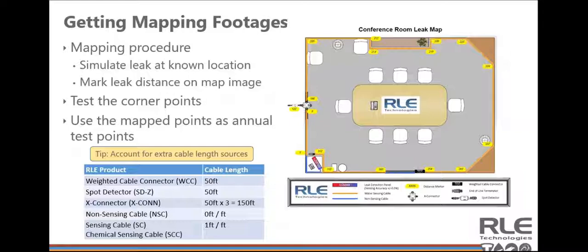For example, you see our weighted cable connector, our spot detector, and X connector all provide simulated cable length. So if you look, for example, on the right, you might say the top left corner of the room would be maybe 15 feet from the controller. But when you have the X connector and spot detector in series, it actually is showing up more like 200 feet.